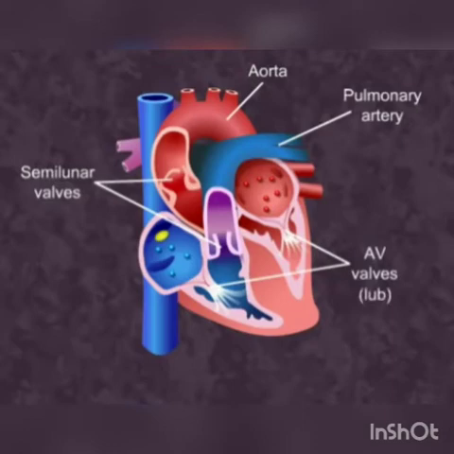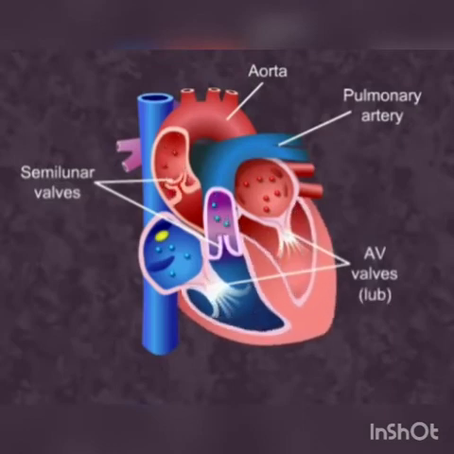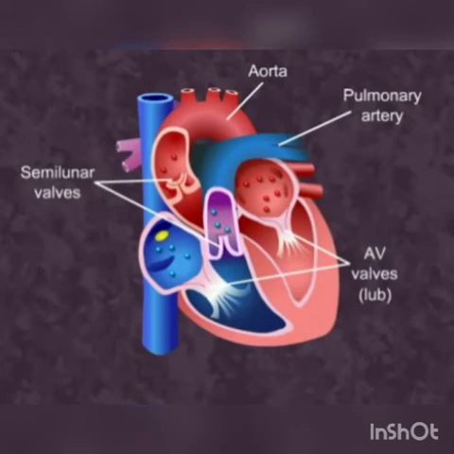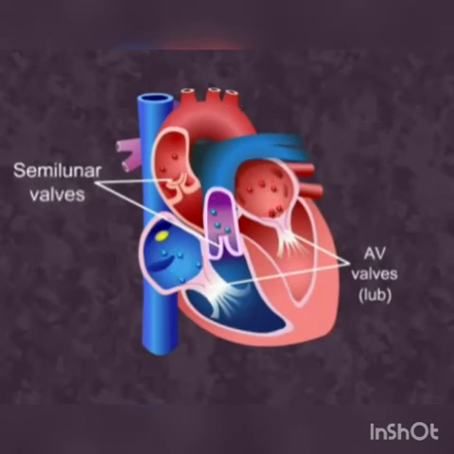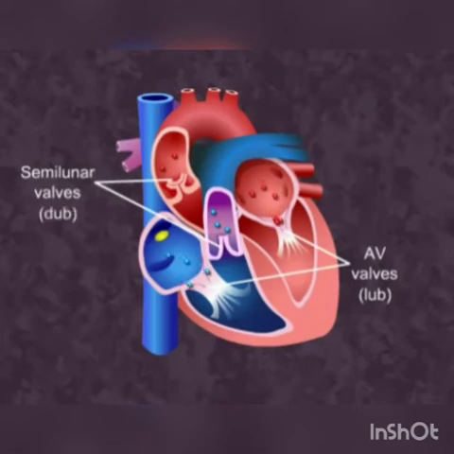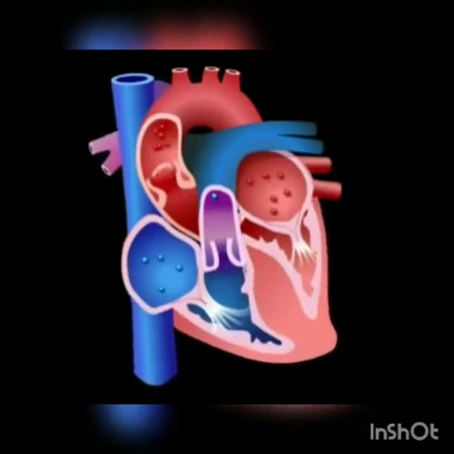And the last phase is the ventricular diastole, where the ventricles begin to relax. Pressure in the arteries exceeds ventricular pressure, resulting in the closure of semilunar valves. The heart returns to the first phase of the cardiac cycle.